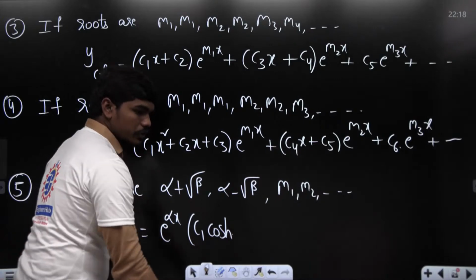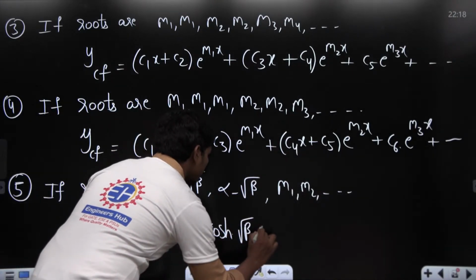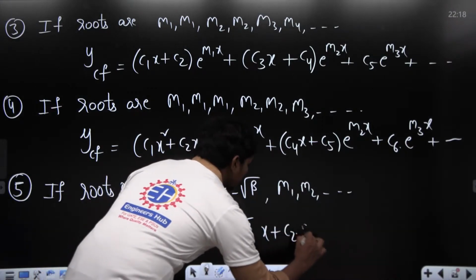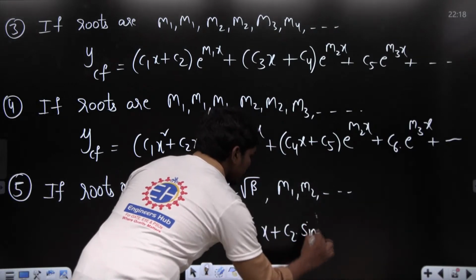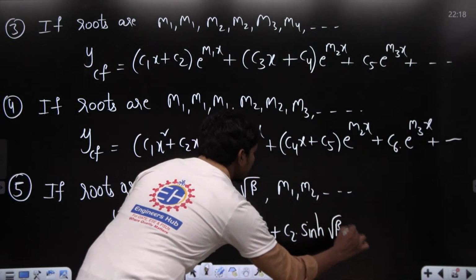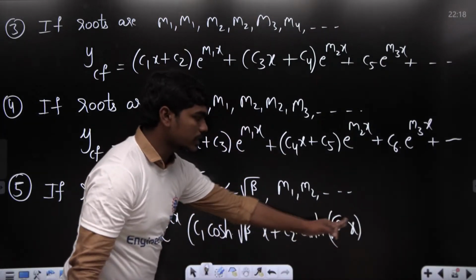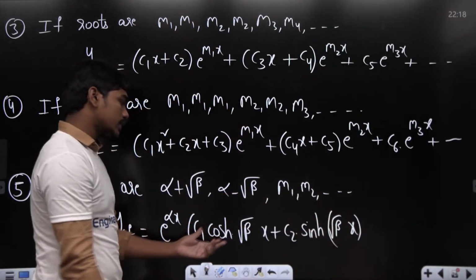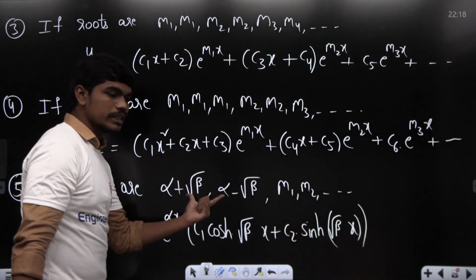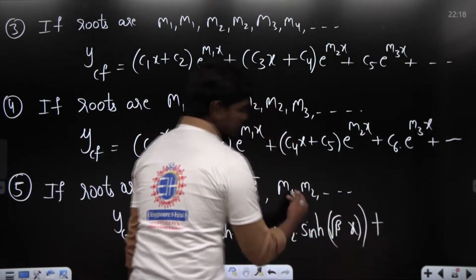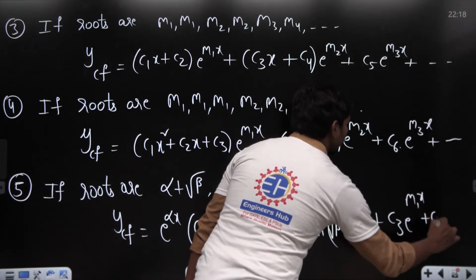This is a hyperbolic function. You know what is sin h and cos h? If you don't know, I'll tell you after this. Root beta into x plus c2 into sin hyperbolic of root beta into x. There is no multiplication here. This x won't lie within the square root; this x is outside the square root. So this is the solution for the complementary function corresponding to these two roots. Plus, for the real roots, again the same thing, c3 into e power m1x plus c4 into e power m2x and so on.